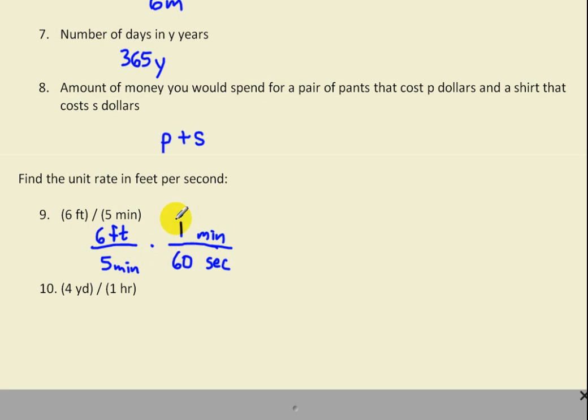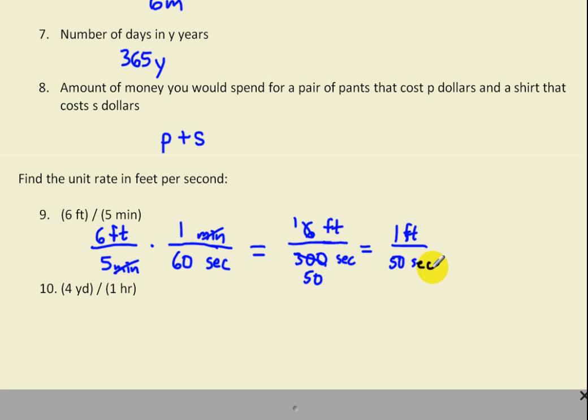And so now we can go ahead and multiply this out. And we're going to get 6 times 1 is 6, 0 over 5 times 60 is 300. And for our units, the minutes here cancel out and we have feet. So 6 feet in 300 seconds. And we can divide here. We know that 6 goes into 6 once. 6 goes into 300, 50 times. And so this is equal to 1 foot over 50 seconds. And then if you were to do a division, 1 divided by 50, you would get 0.02. And then this is in feet per second. So we finally have our unit rate.